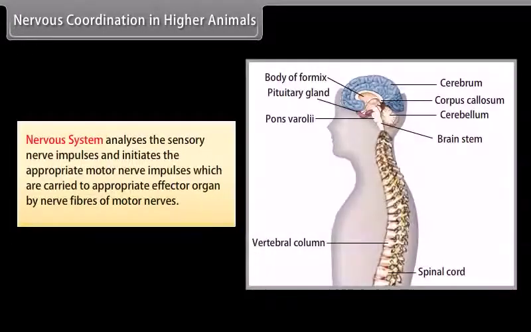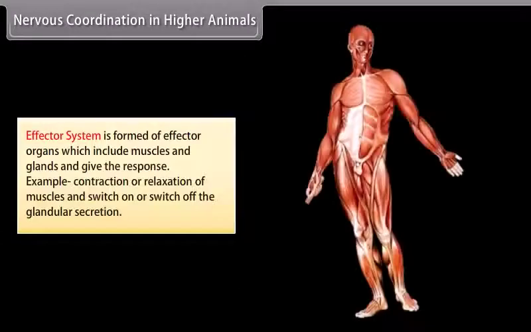Nervous system analyzes the sensory nerve impulses and initiates the appropriate motor nerve impulses which are carried to the appropriate effector organ by nerve fibers of motor nerves. Effector system is formed of effector organs which include muscles and glands and give the response. Example: contraction or relaxation of muscles and switch on or switch off of glandular secretion.